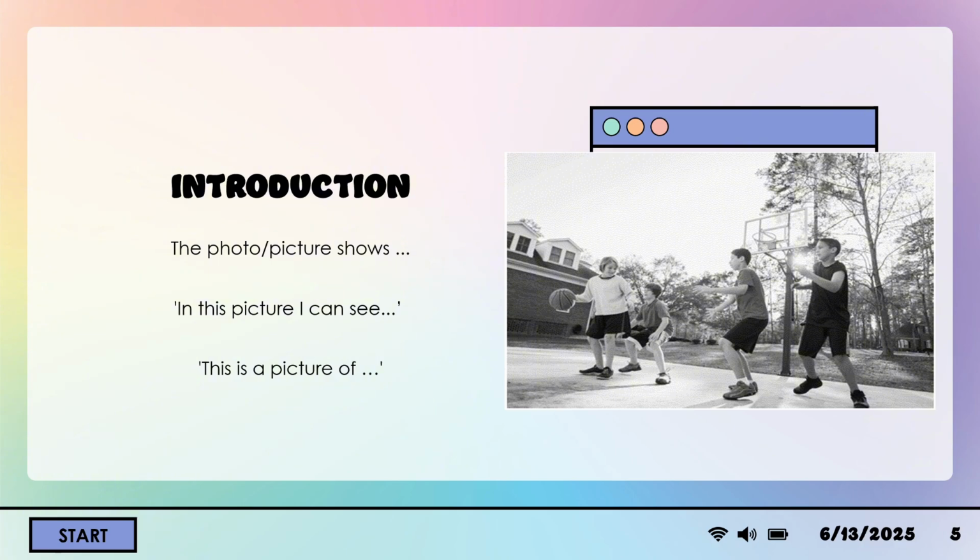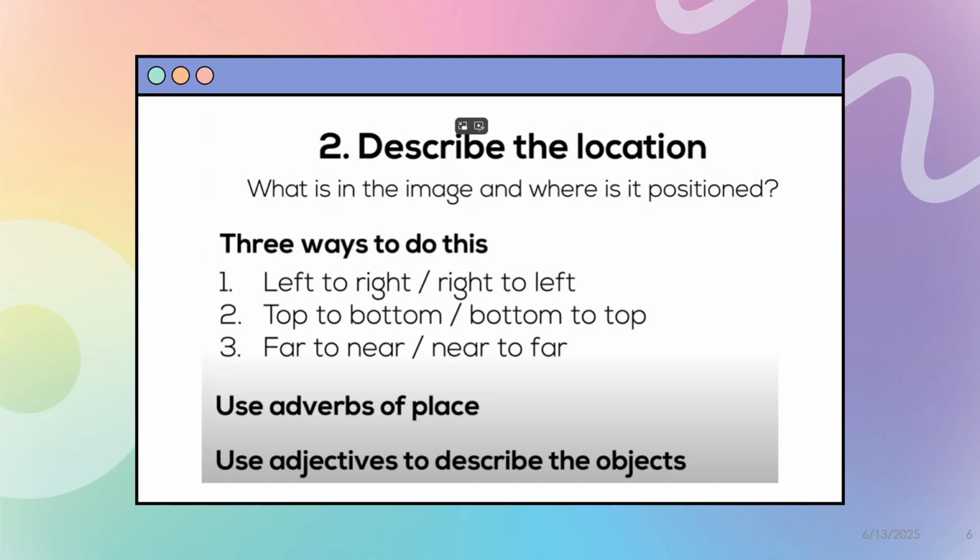So you open up with something like this. You don't need to introduce yourself or anything. Just start with what you see from the picture. Then you can describe the location. What is in the image and where is it positioned? Whatever the position of the items that you can see in the picture.